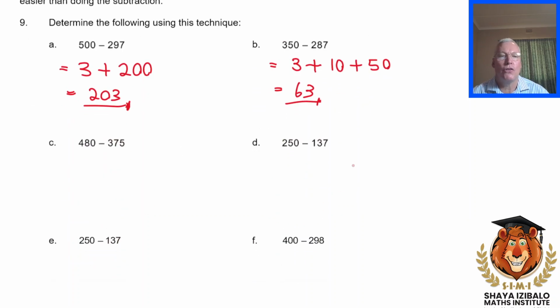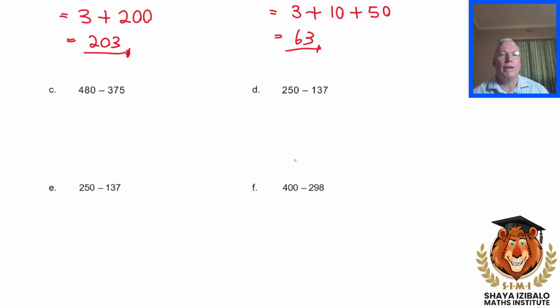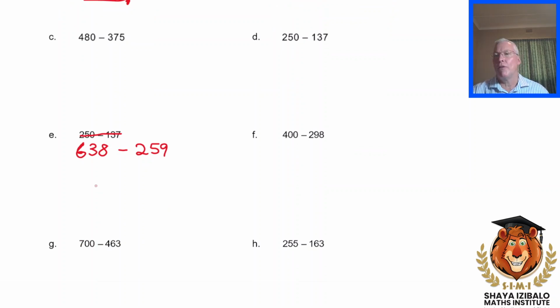Right, now we're going to ask you to try a couple. There's just an error in the workbook here. Instead of doing 250 minus 137, which is exactly the same as that question, let's do 638 minus 259. Okay, let's do that one. All right. So we're going to ask you to pause, and we're going to ask you to try the rest of the ones on this page. You can let it run a bit again if you need to see that you're on the right track. Okay, so have a go at these.